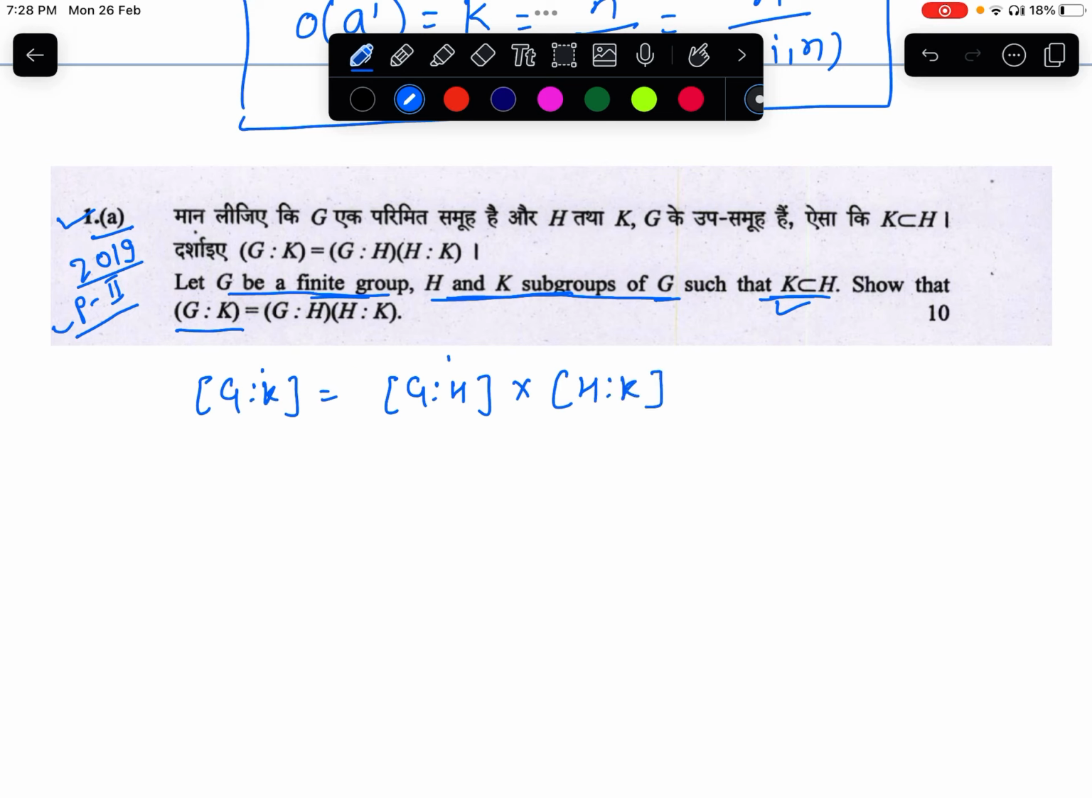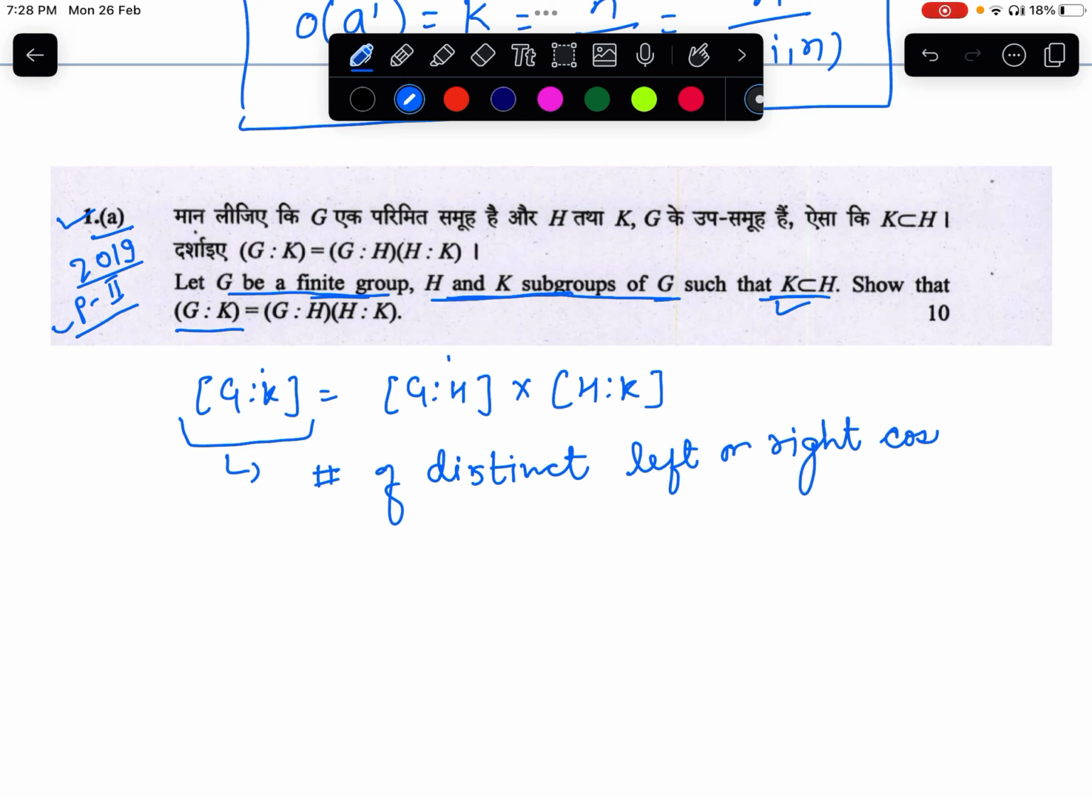First of all, we need to know what it means. Index of K in G means the number of distinct left or right cosets of K in G.